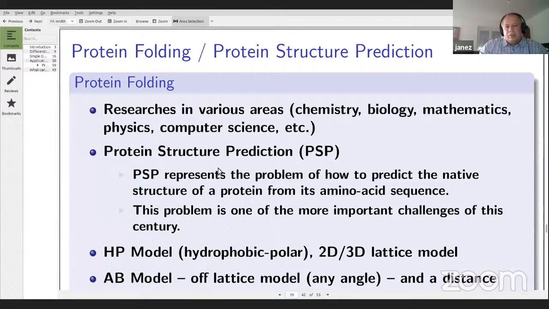This protein structure prediction is a very famous challenge of this and the previous century. Many researchers work on these problems. It's a very interesting question in nature: for example, a protein goes to its native structure in seconds or milliseconds, but with a computer we can animate and try to follow this process from nature, but our computers are not powerful enough yet.